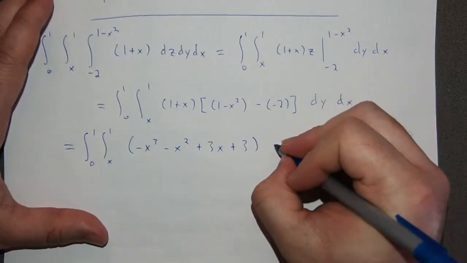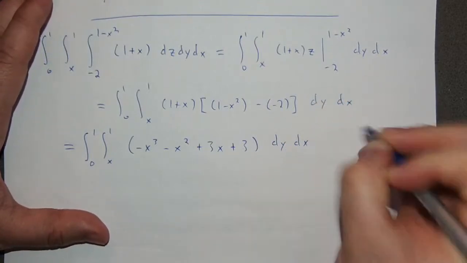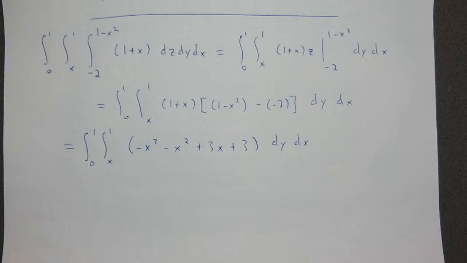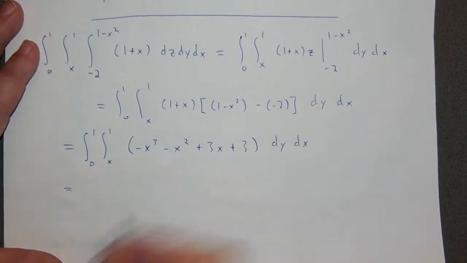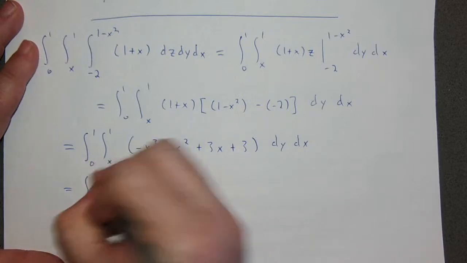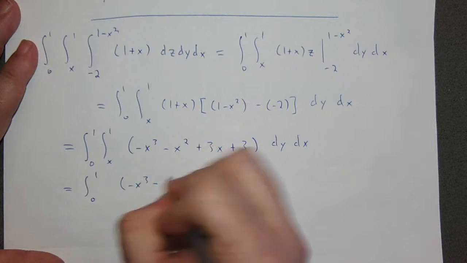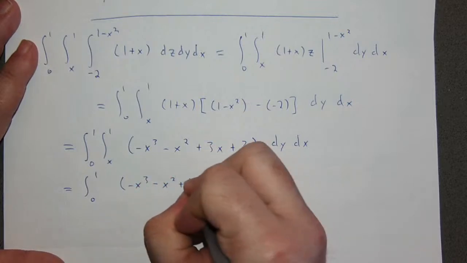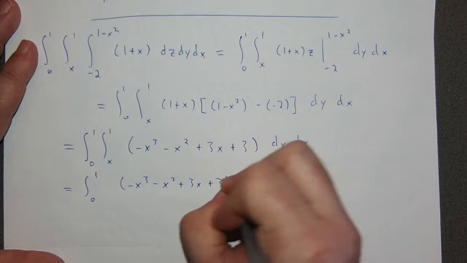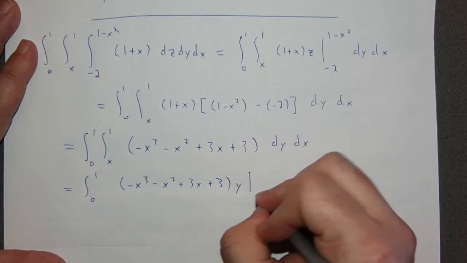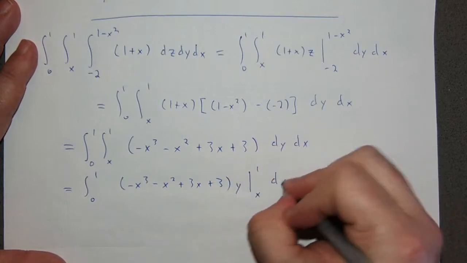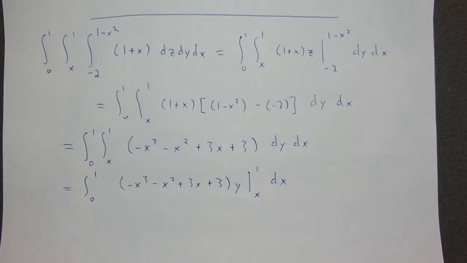So then I'm doing this integral with respect to y, then with respect to x. This has no y thing in it, so that's pretty nice. So this is the integral from 0 to 1. This integral is very easy to do. It's just that entire thing times y, right? Because there is no y term there. And that's evaluated from x to 1 dx.